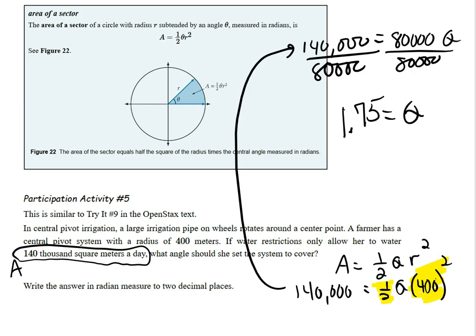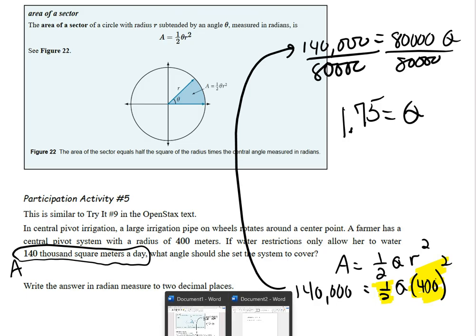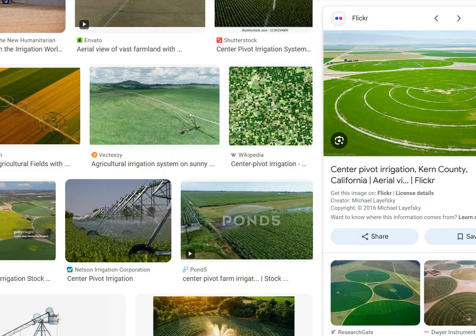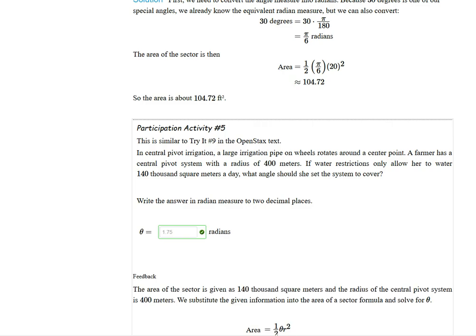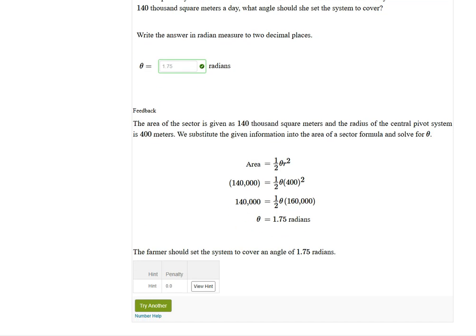What am I looking for? What angle should we set the system to cover? Write the answer in radian measure to 2 decimal places. Oh, I guess this is already in radians. 1.75, is that it? Is it already in radians? How'd I do? Yay! There you go. And you can see their explanation. They did exactly what I did. Ta-da!